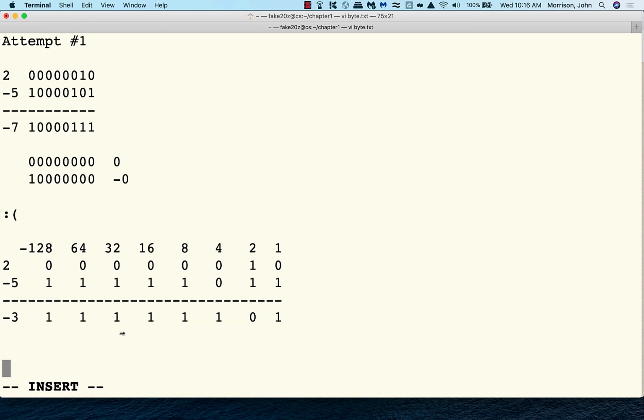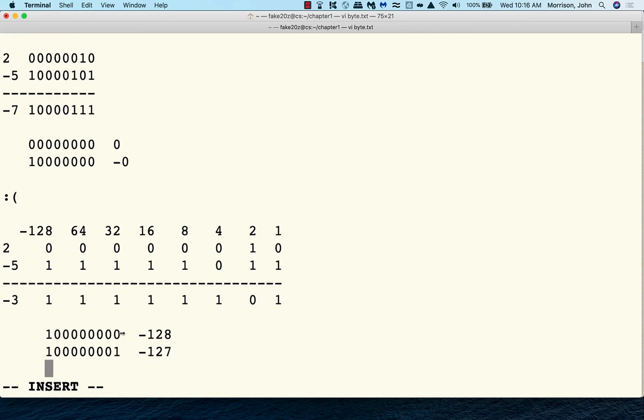All right. Now let's play around with this a little bit. Let's figure out what number this is. Let's try this number on for size. That number is negative 128. See that? That's negative 128. Okay, now let's go pattern shopping here. We put a 1 here, we get negative 127. All right. This is negative 126.